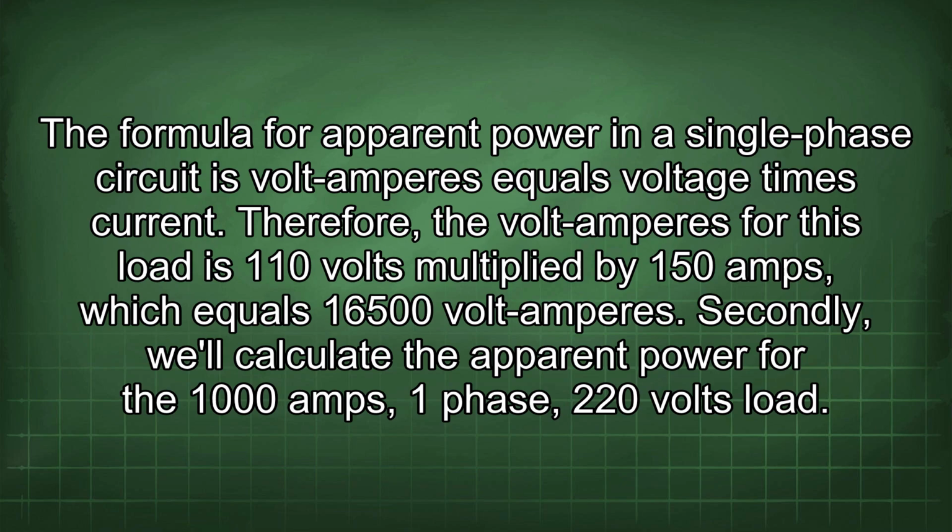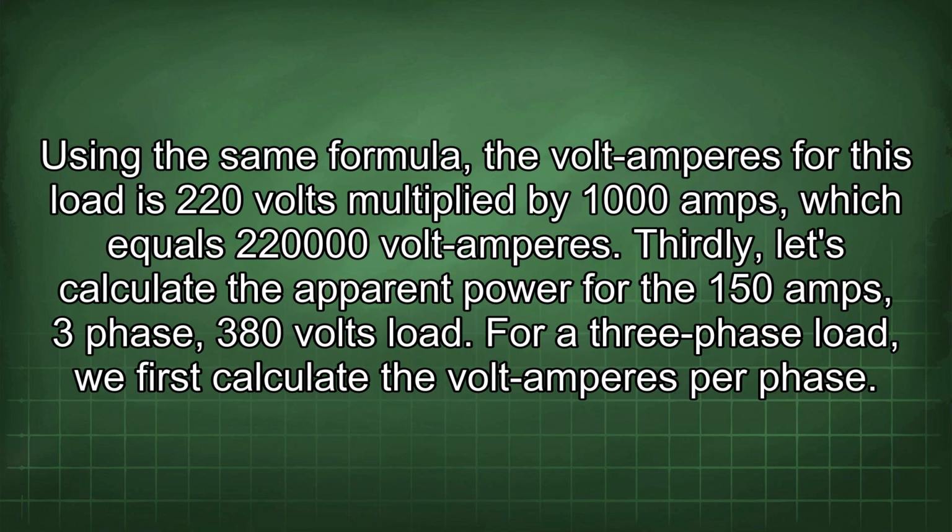16,500 volt-amperes. Secondly, we'll calculate the apparent power for the 1000 amps, one-phase 220 volts load. Using the same formula, the volt-amperes for this load is 220 volts multiplied by 1000 amps, which equals 220,000 volt-amperes. Thirdly, let's calculate the apparent power for the 150 amps, three-phase, 380 volts load.